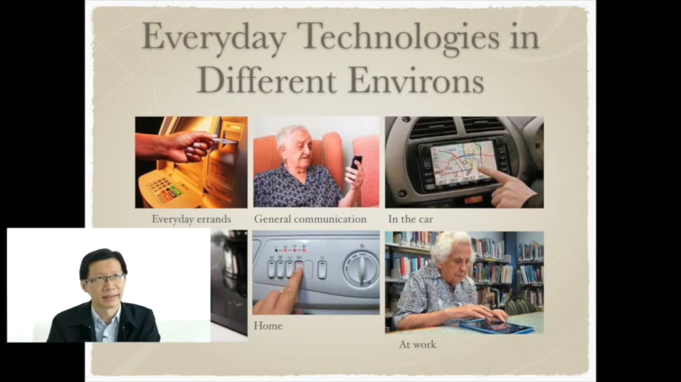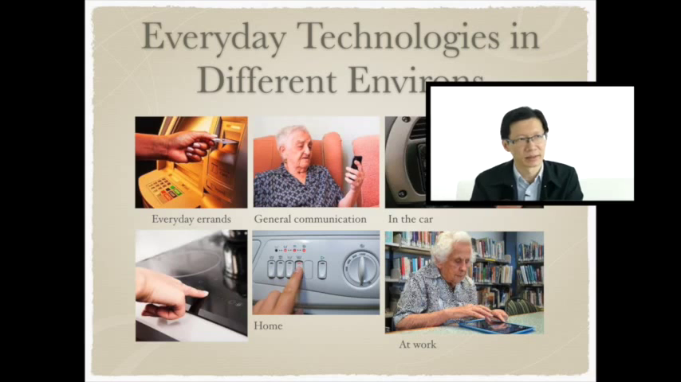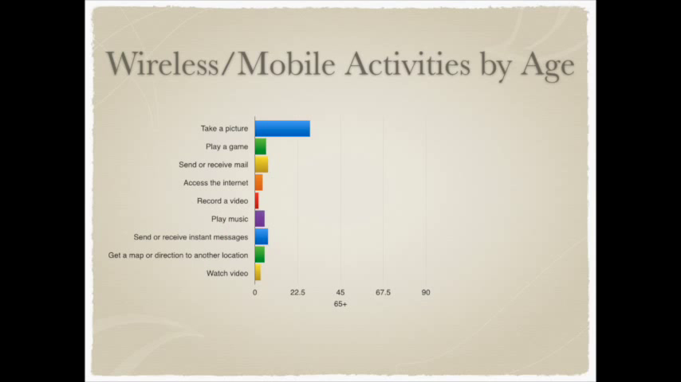So for everyday technology that we can see, we have the ATM, the automatic teller machine. We have the aging who use a mobile phone, use GPS, use the stove or home appliances, or work on the iPad.